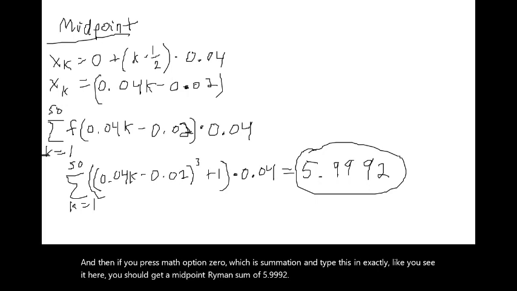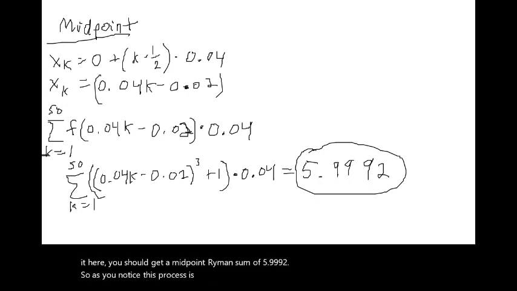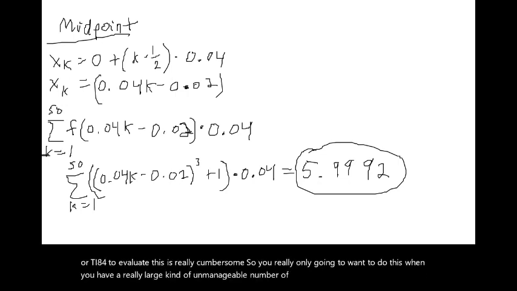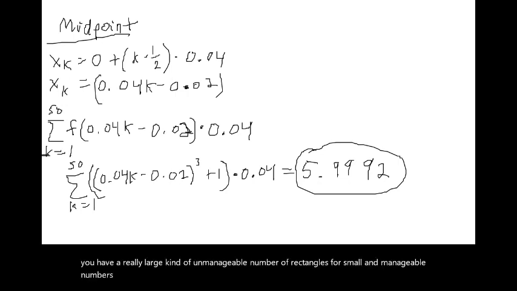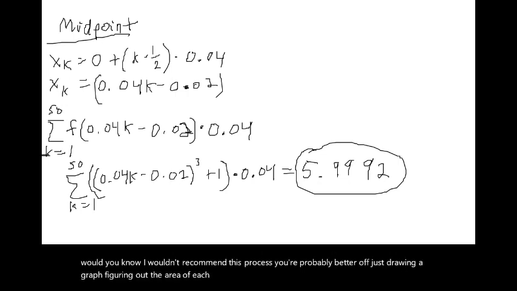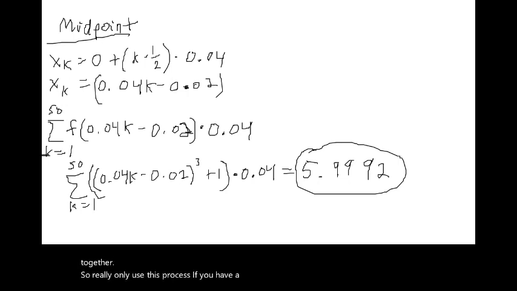So as you notice, this process is really cumbersome. The process to even use a TI-83 or TI-84 to evaluate this is really cumbersome. So you're really only going to want to do this when you have a really large, kind of unmanageable number of rectangles. For small and manageable numbers of rectangles, like 4 rectangles or 6 rectangles, this process probably isn't worth it. And I wouldn't recommend this process. You're probably better off just drawing a graph, figuring out the area of each rectangle individually and adding them together. So really only use this process if you have a large number of rectangles.